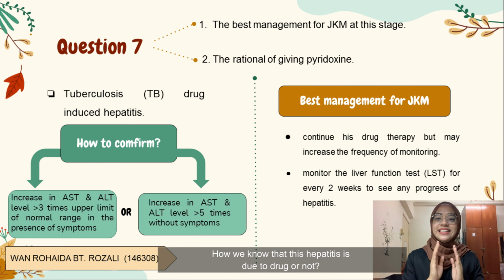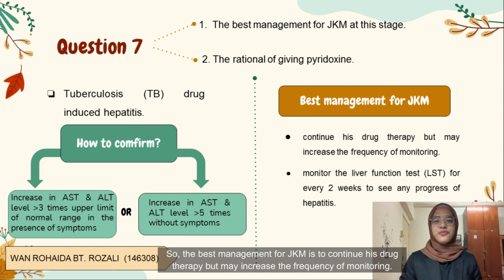How can we know that this hepatitis is due to drugs or not? The first condition is when the liver enzyme AST and ALT levels are increased more than 3 times the upper limit of the normal range in the presence of symptoms, or the patient comes with AST and ALT levels increased to more than 5 times the upper limit of the normal range without symptoms. TB drug-induced hepatitis usually occurs in 20% of patients on these 4 drugs.